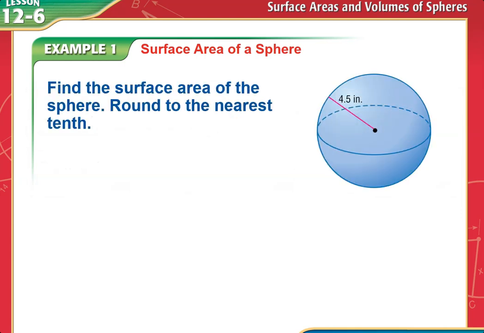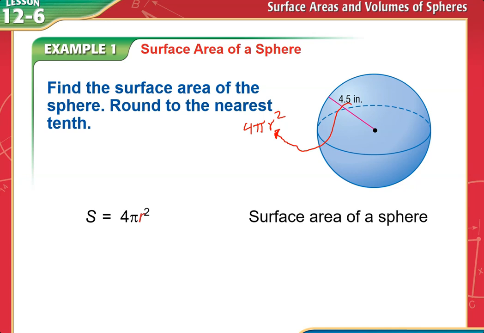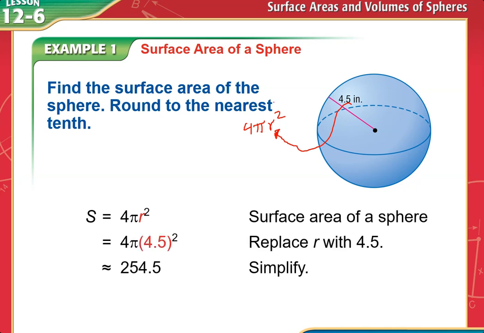So here's our first example. In this problem, we're going to use 4 pi r squared, where the r is simply 4.5. We're going to stick it in there, and we're going to square it, and then multiply by 4 pi. We use our calculator, round to the nearest tenth, and then make sure we have inches squared as my unit.